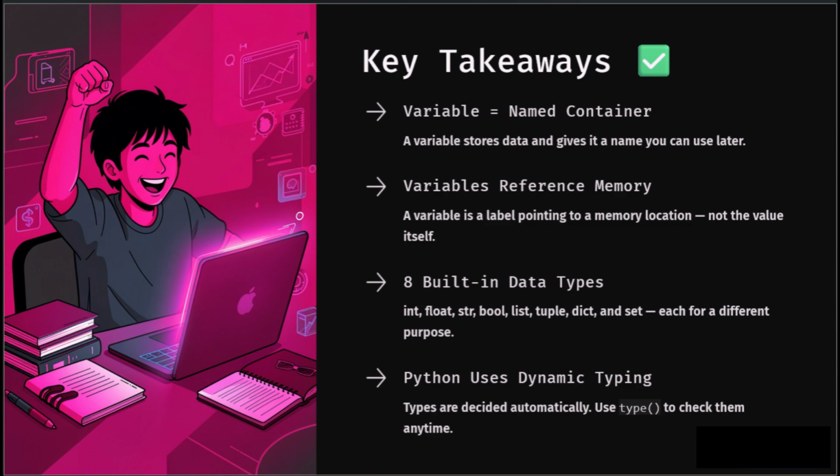8 built-in data types. We have explored the primary tools in your Python toolkit: int, float, str, bool, list, tuple, dict, and set. Each one serves a unique purpose depending on the kind of information you are working with. Python uses dynamic typing. Finally, don't forget Python's superpower. Data types are decided automatically for you. If you ever feel confused about what a variable is, just use the type function to check it anytime.